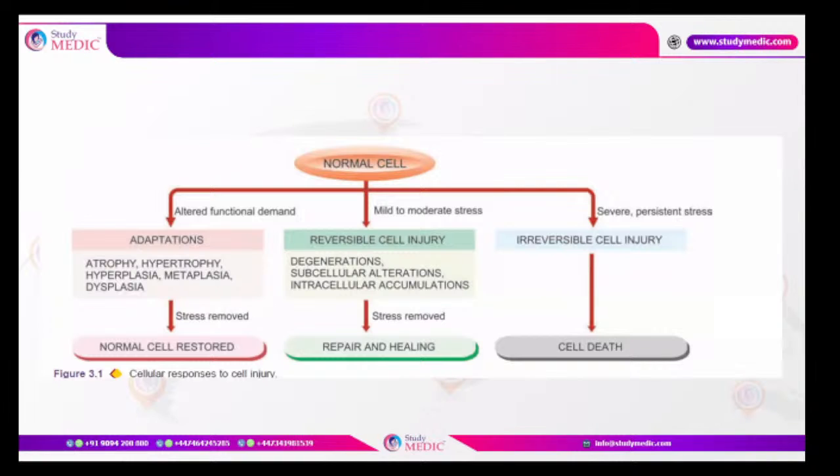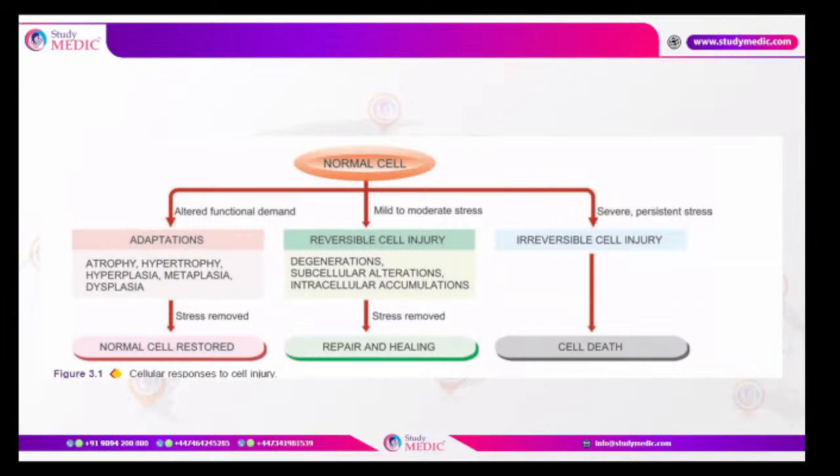So whenever there is a normal cell, and there is some amount of stress, and there is an alteration of the functional demand, that is when the cellular adaptations occur. They can be in the form of 5 different modes of adaptation: atrophy, hypertrophy, hyperplasia, metaplasia, and dysplasia. Once the stress factor has been removed, the normalcy of the cell would be restored. And then we have the reversible injury. Whenever cellular ischemia and hypoxia are only for a shorter duration of time, that will result in a reversible cellular injury.